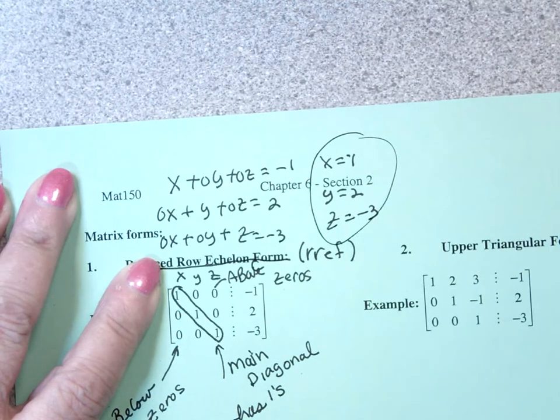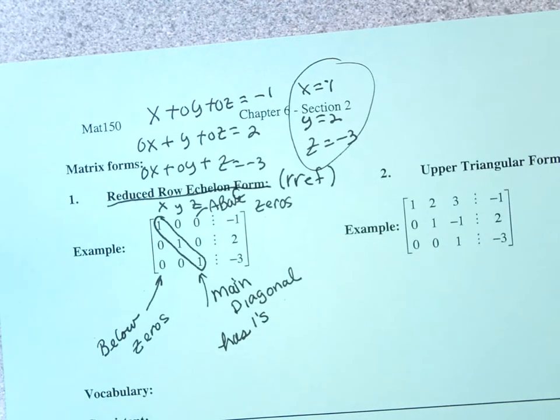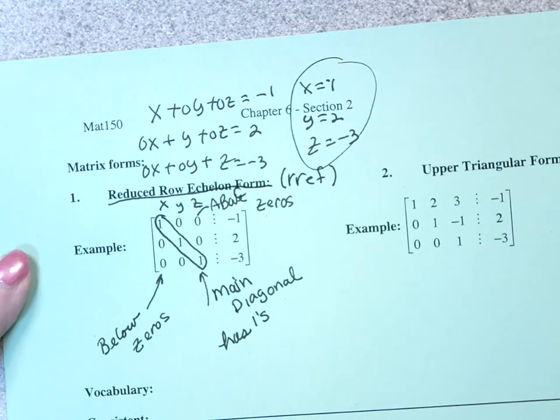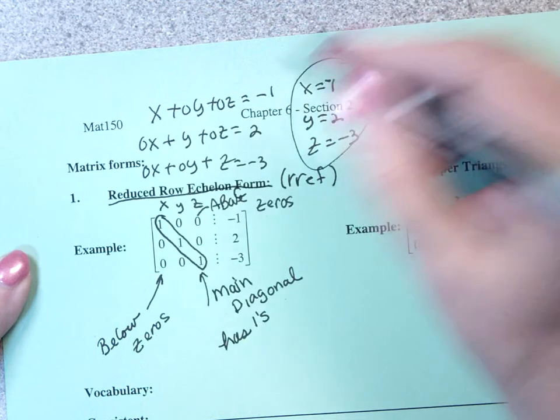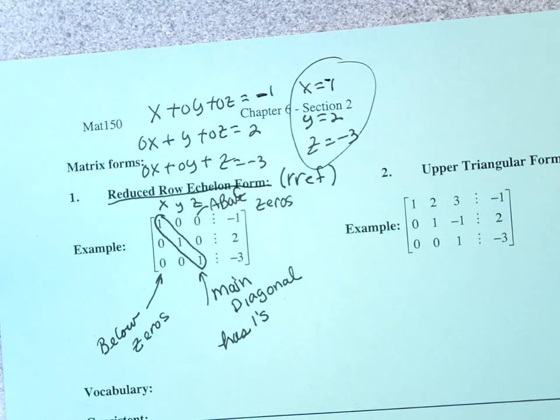So the reason why your book loves row reduced echelon form is the fact that you can look at the matrix and read off the answer. Is the first one x equals -1 or 1? X equals -1. So row reduced echelon form allows you just to read the answers off.